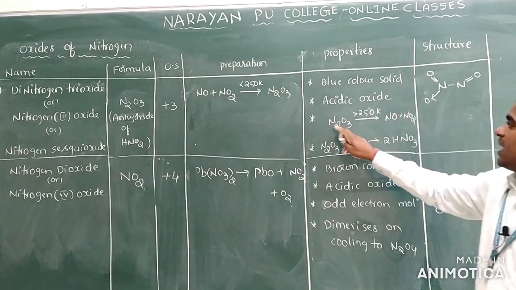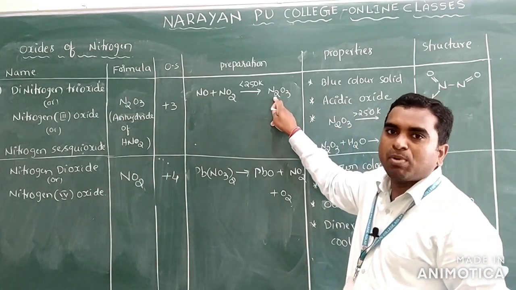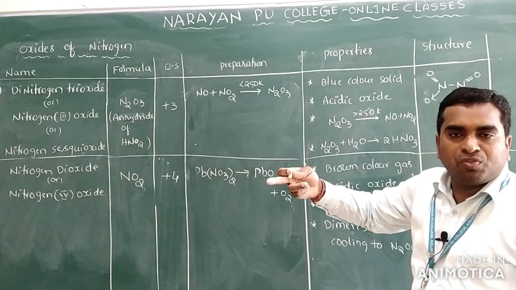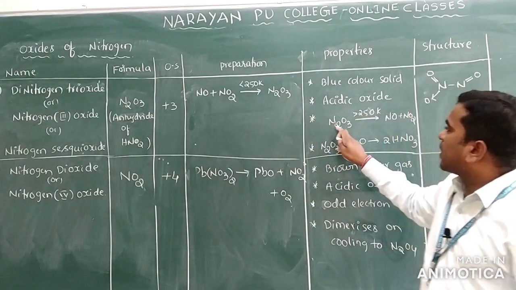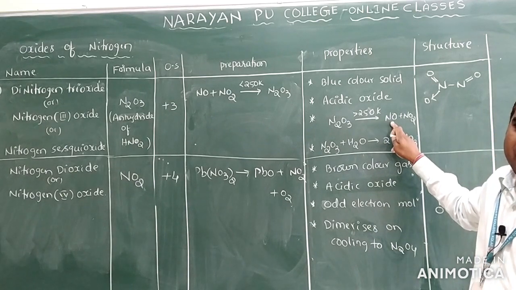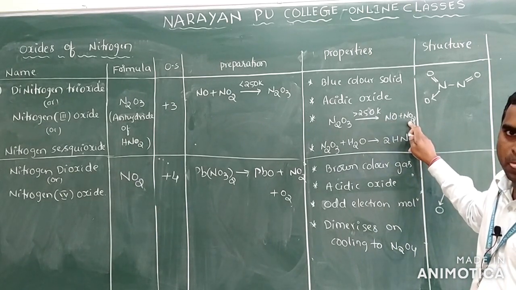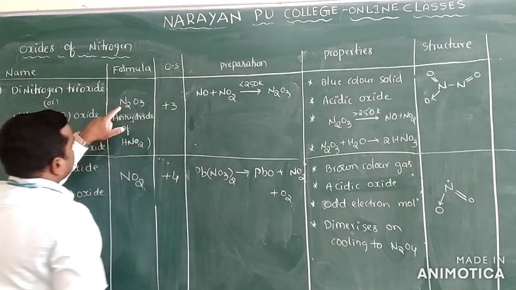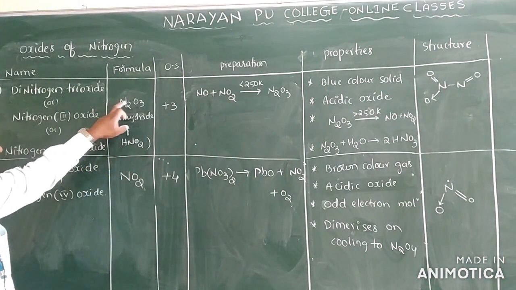only. Clear? And the third one, just now I mentioned, it is stable up to 250 Kelvin. If you maintain above 250 Kelvin, then this molecule undergoes dissociation and gives NO plus NO2. Clear? And the next one is an important point I have written, very very important. This is for the competitive examination.